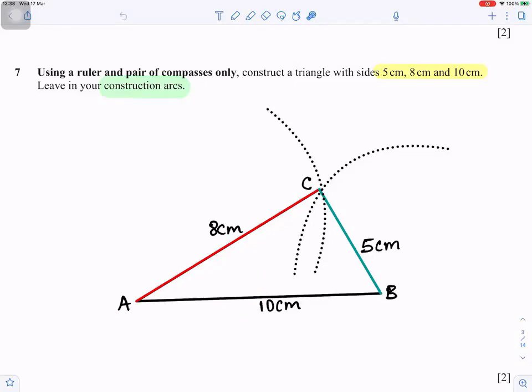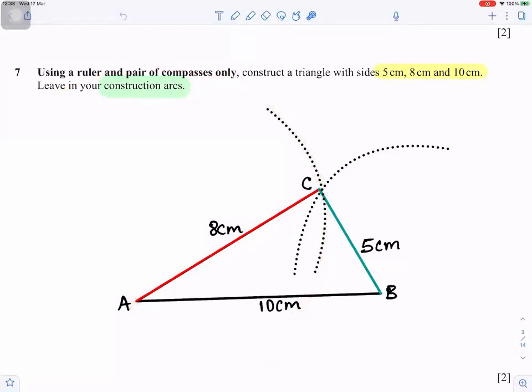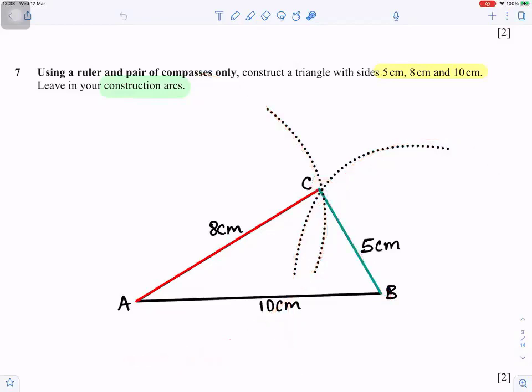And then you open your compass to 8 centimeters and you will draw the arc, but the center will be at A. You will draw the arc with the 8 centimeters. And then you open the compass to 5 centimeters. The center will be at B, and you will draw the arc. And where the two arcs cross, you mark that point, and then you join with the line, and that will give you your triangle.